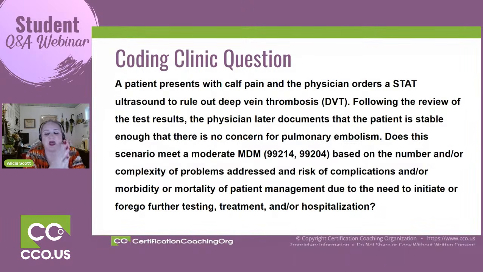So now that we understand the difference in what it takes to go from a level 3 to a level 4, the 99213 to the 99214, we have a better understanding of that. Let's look at what Coding Clinic has given as an example to help educate us in some other nuances that could make the decision for you in going from a level 3 to a level 4.